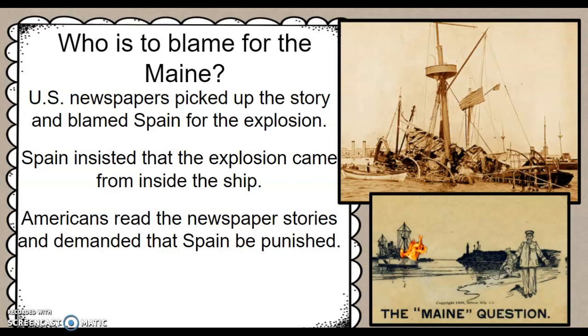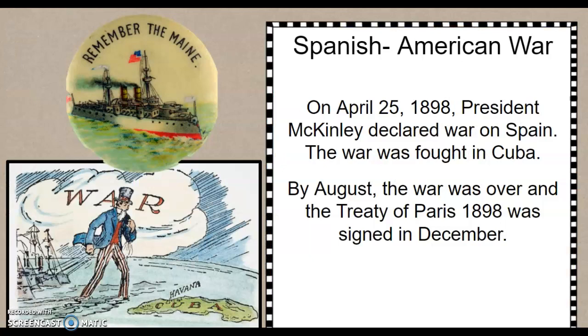And so what happened here was the United States citizens demanded that something be done. You could see here it says, remember the Maine. And so the USS Maine, really, President McKinley, even though he didn't want war, had very little choice at this point and said, okay, this was Spain attacking the United States. And so a war was fought in Cuba by the United States and Spain.